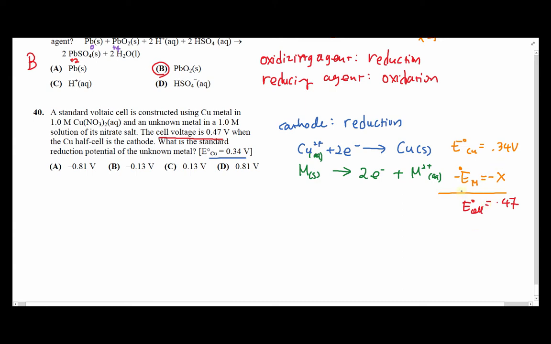Okay, it's simple algebra. You just set 0.34 minus x equals 0.47. And you look for that x. And you're going to notice it's a negative 0.13. And that's the standard potential in the reduction form. And the standard potentials are always written as reduction potentials. So the answer must be, don't forget volt, B.